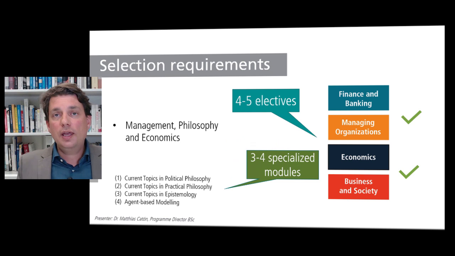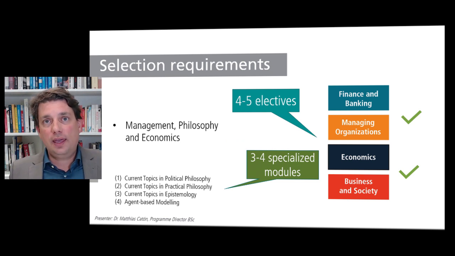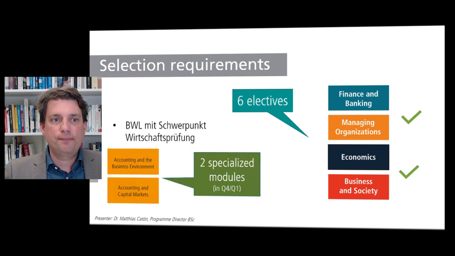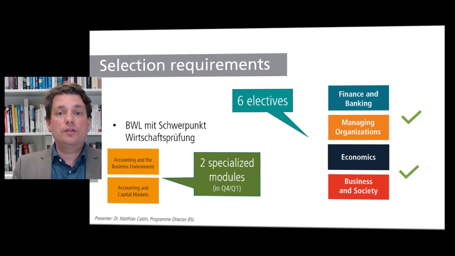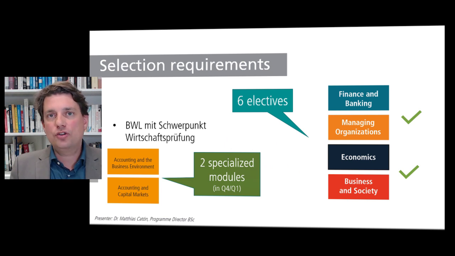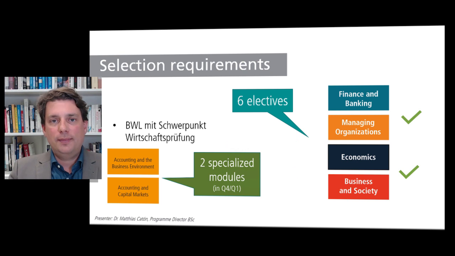That's up to you. And with your electives, again, like with the other students, you have to cover at least 2 of the 4 thematic pillars that we have in the program. And then finally we have our auditors, BWL mit Schwerpunkt Wirtschaftsprüfung. No, apologies. They have 2 mandatory modules, which leaves 6 electives, and with those 6 electives you have to cover also 2 out of the 4 thematic areas.